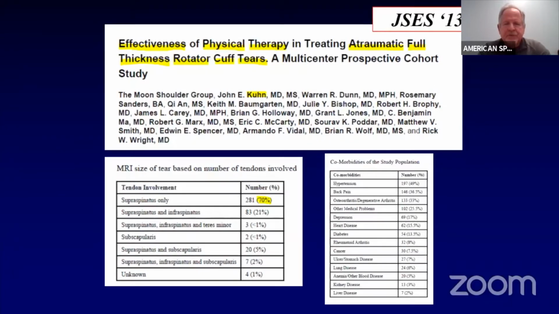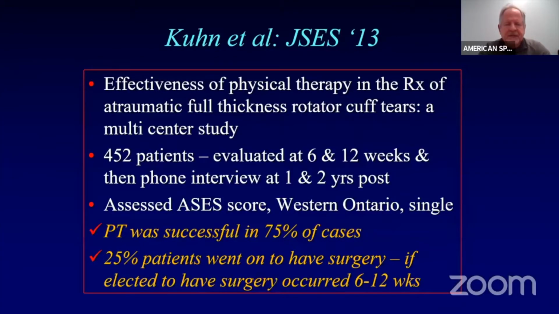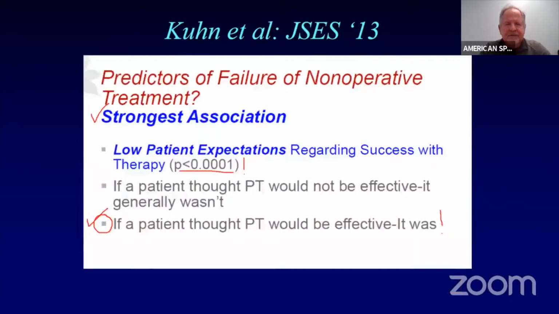This is a study from the MOON Group led by Dr. Kuhn. This was published in the Journal of Shoulder and Elbow Surgery in 2013, where they had 452 patients that were treated non-operatively for an atraumatic full thickness rotator cuff tear at multiple centers across the country. And what they found was 75% were doing well, had successful treatment non-operatively at 1 and 2 years. It's important to realize that there's certain criteria of this study. About 70% were small tears.